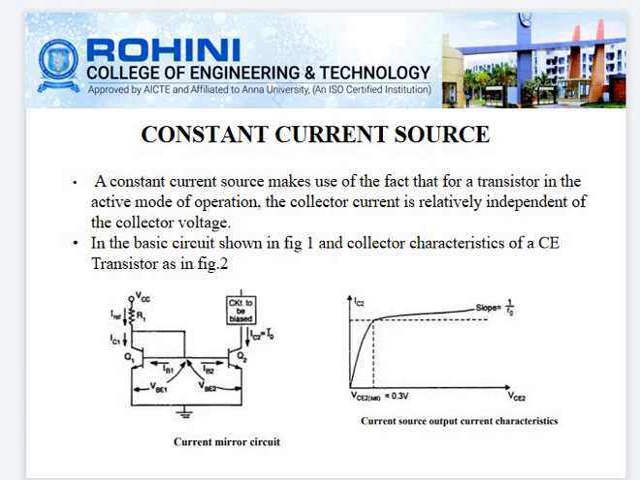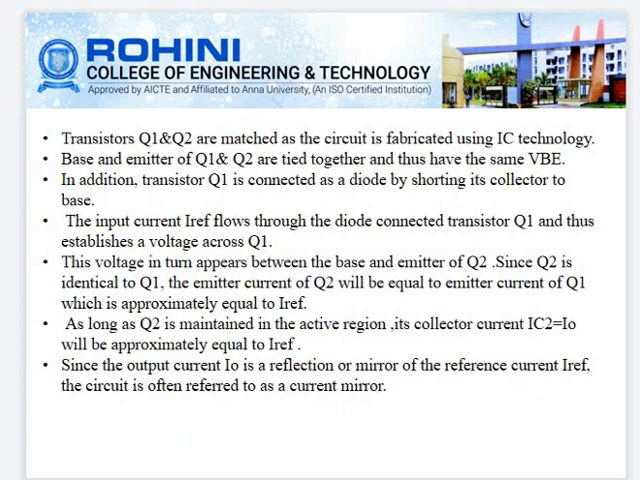The transistor Q1 and Q2 bases are connected together, and this is connected to the collector of Q1, and the circuit is biased with the help of the biasing supply VCC. Both the emitter terminals are connected together and connected to ground. Here the transistors Q1 and Q2 are matched, and the circuit is fabricated using IC technology. The base and emitter of Q1 and Q2 are tied together and thus have the same VBE. In addition, the transistor Q1 is connected as a diode by shorting its collector to the base.